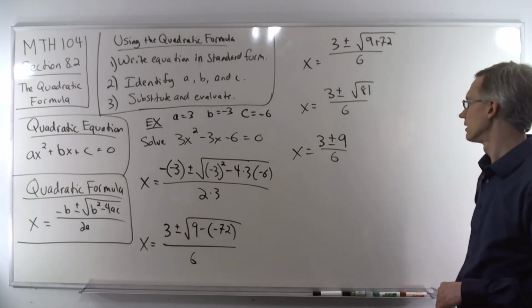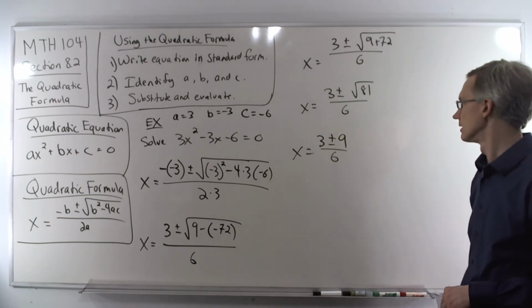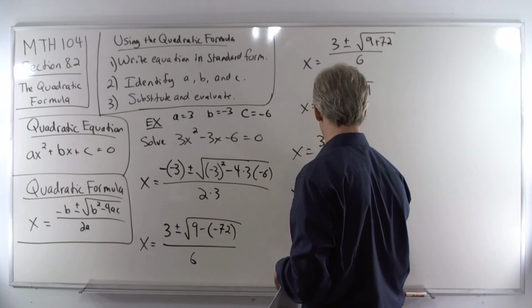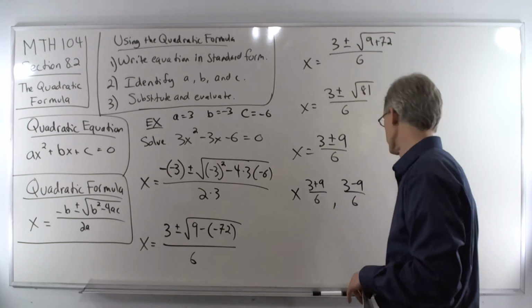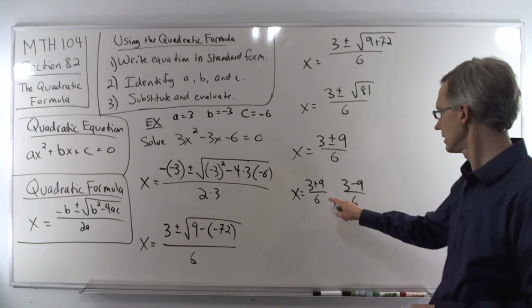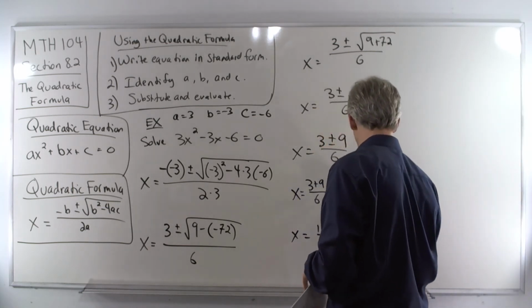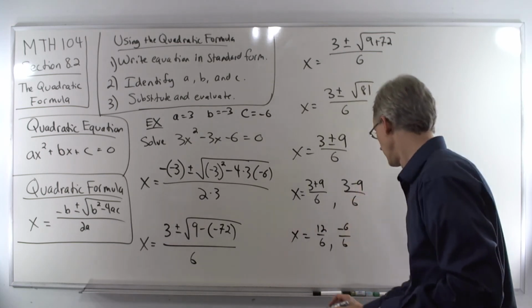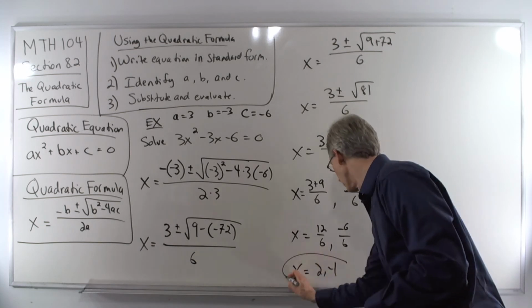And now at this point, since we have some whole numbers up here, we can actually evaluate these. So this turns into two separate equations. So x is 3 plus 9 over 6, and 3 minus 9 over 6. Evaluating these, we got 12 over 6, and here 3 minus 9 is negative 6, so negative 6 over 6. And so that makes our two values 2 and negative 1.